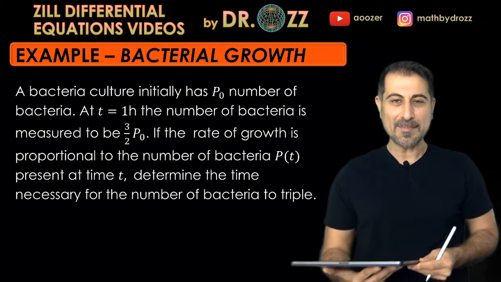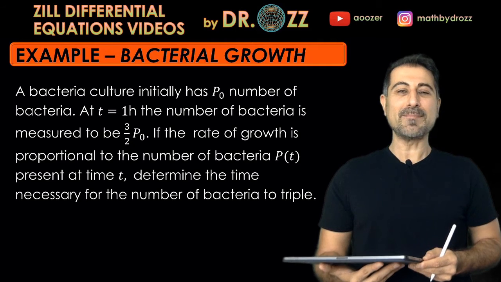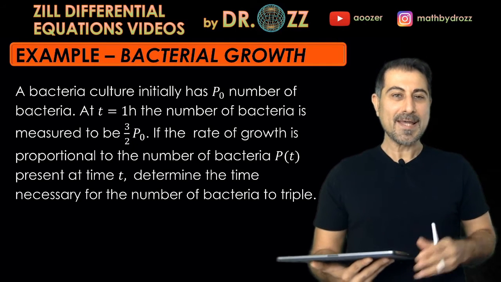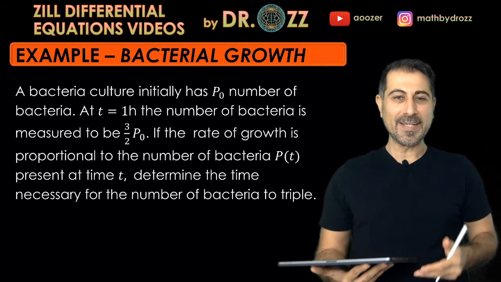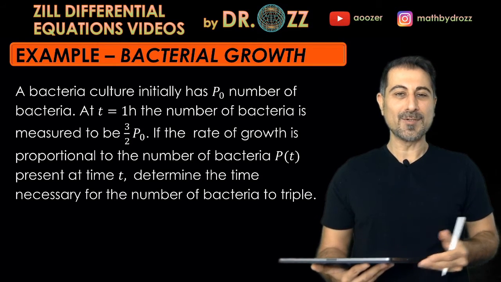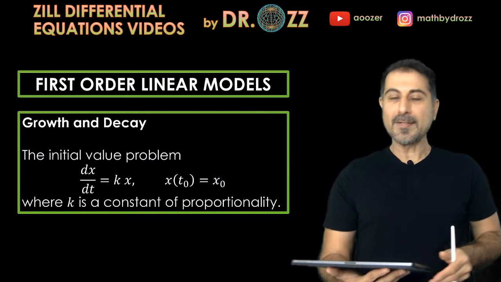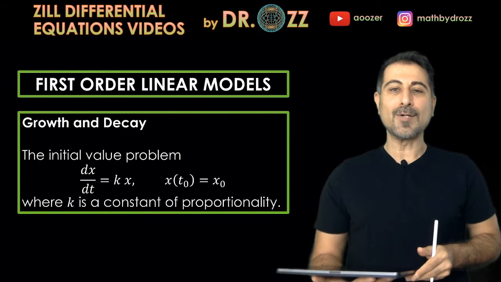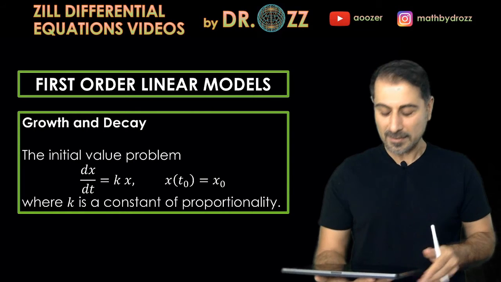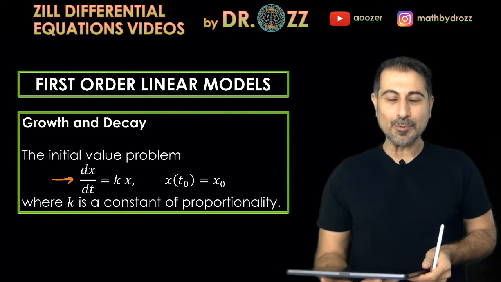In this video, we have a perfect application of first order differential equations. In this example, we're provided a bacteria culture having an initial population of p sub 0, and the bacteria population is growing in time, and the rate of growth is proportional to the number of bacteria present at the time t. This is a good model fitting into our first order linear models, specifically of the form dx over dt equals k times x.